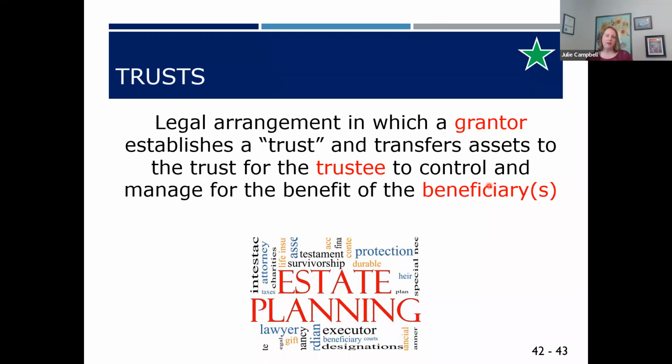That person putting their interest in the trust would be the grantor. The beneficiary is the one that will receive it at some point in the future. They're going to benefit from the trust. And the person managing it is the trustee. That individual is usually an attorney. It's just another way of estate planning.